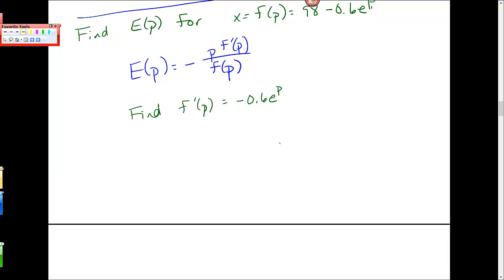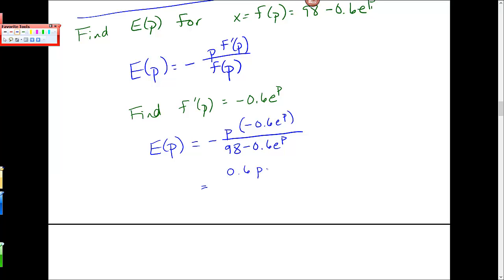Okay. So then I'm going to plug that back into this E. There's several e's in here, so watch what I'm doing because I'm saying the letter e, but one's capital for elasticity and one's lowercase for the natural base. So negative p, negative 0.06 e to the p over 98 minus 0.06 e to the p. Again, these two negatives are positive, 0.06 p e to the p power over 98 minus 0.06 e to the p. And I will just leave that as my final answer.